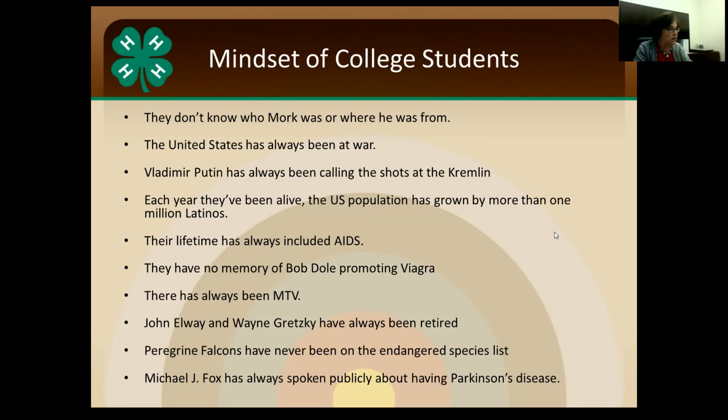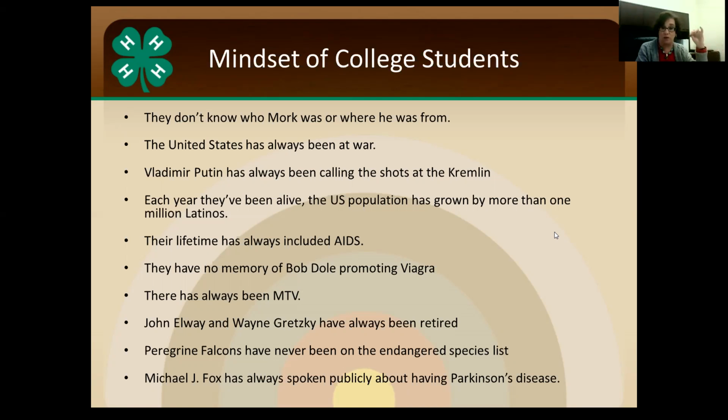Peregrine falcons have never been on the endangered species list. And Michael J. Fox has never spoken publicly about Parkinson's disease. So you think about some of those things, and that really does impact how young people think. There have been so many changes in the world. If you haven't ever looked these up, I would suggest it, because more than anything, it just makes me giggle. When I first started doing these, they've never taken a swim and thought about Jaws.